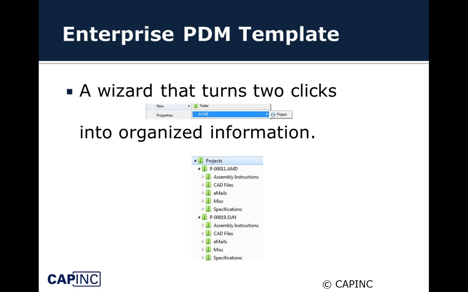All right. So another way of seeing this is it's a wizard that can turn 2 clicks, one right mouse click and one left mouse click, into organized information. So with just 2 clicks, you can get a folder structure, meaning a folder with a subfolder structure. And you see 2 examples of 2 project folders. And the folder structure inside of each one of those project folders is exactly the same. 5 subfolders, each one named exactly the same. So this will allow the automation of that and the standardization of all of this.